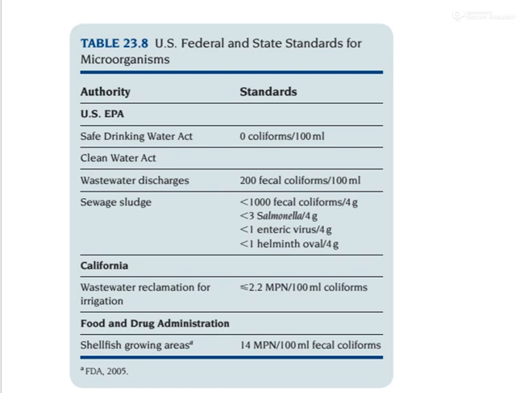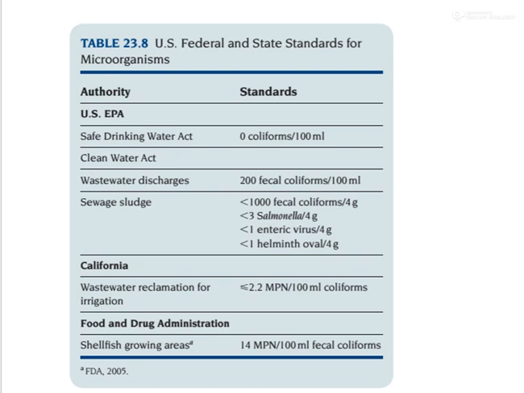And according to the US FDA, there are some standards for the water that we use. The Safe Drinking Water Act says that zero coliforms should be present in every 100 ml of the water which we analyze. Regarding wastewater discharges, the permitted coliform is 200 fecal coliforms per 100 ml, and the sewage sludge should have less than 1000 fecal coliforms per 4 gram, and less than 3 salmonella per 4 gram.